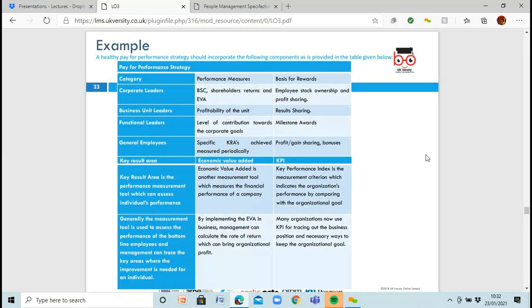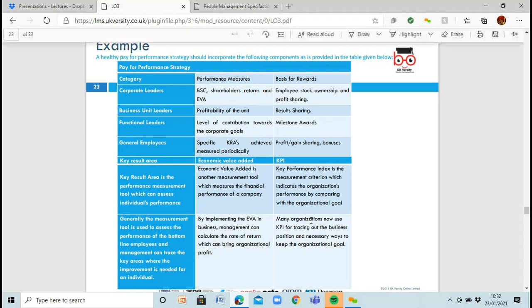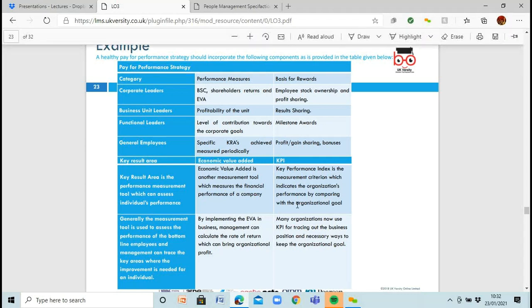So here is an example of a healthy pay for performance strategy. This table is showing you what is a good pay strategy. So you've got things like category, performance measures, and basis for rewards. Then you've got functional leaders, so level of contribution towards the corporate goals and milestone rewards. You've got economic values, key performance indicators. It's a nice one just to have a little look through.